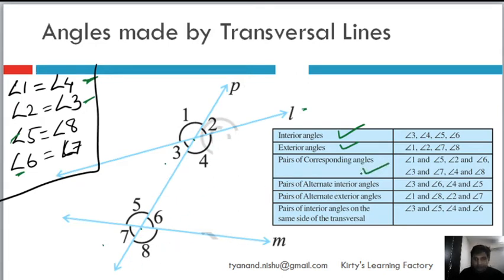So you understood now corresponding angles. Corresponding angles means angles which are similarly located, right, and therefore there always will be two corresponding angles, right. So angle 1 will correspond to angle 5, angle 5 will correspond to angle 1, angle 2 will correspond to angle 6. That's the way.